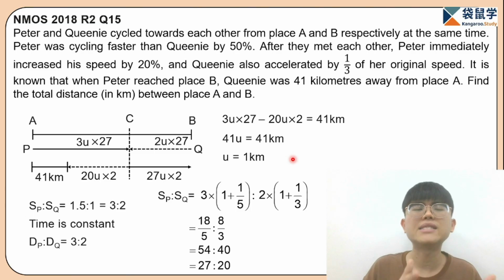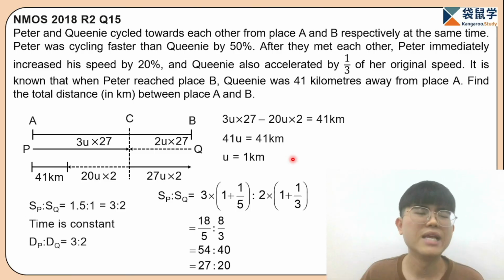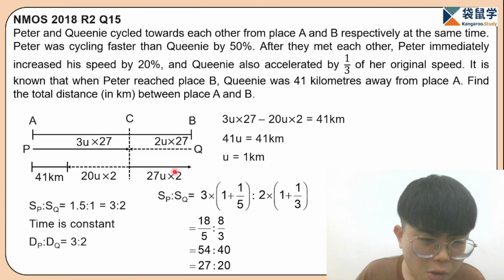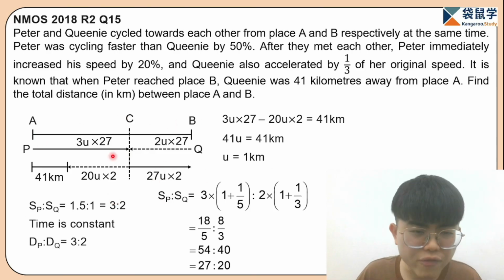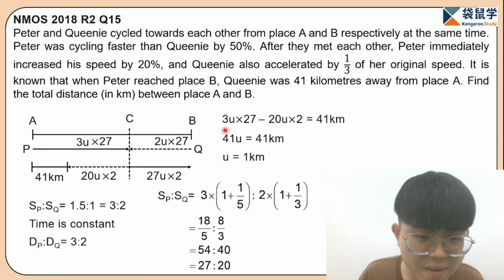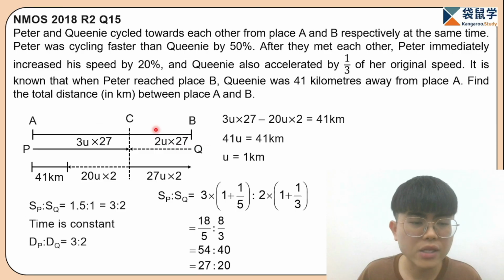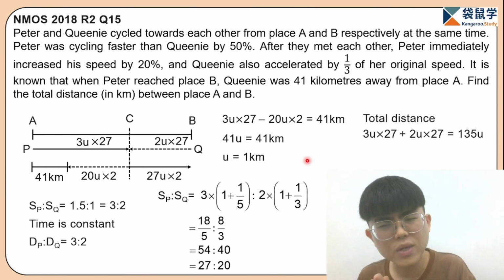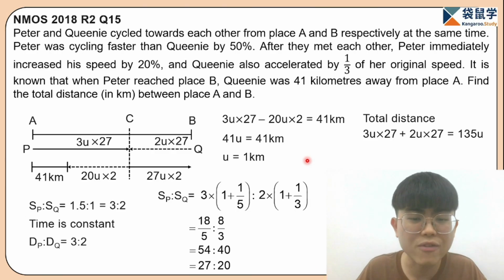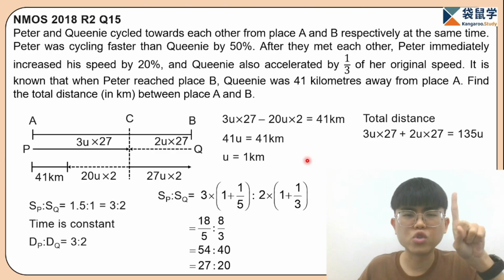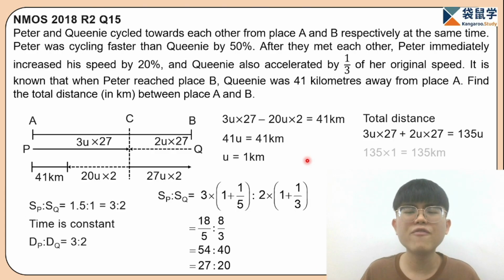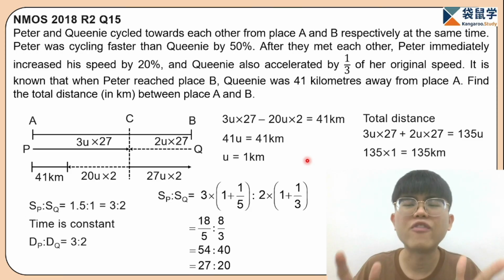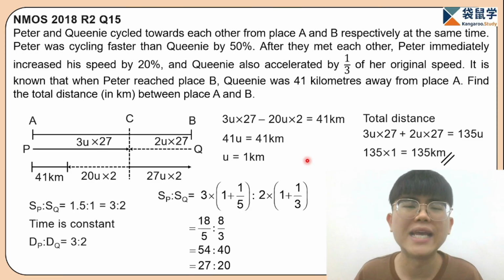And we need to find out what is the total distance from A to B. So in this case, we can calculate from here, or you can calculate from here. Doesn't matter, 2 ways is fine. Let's say we use this part to calculate. So for the total distance, you need to sum out how many units there are. So first, find out the total distance: 3u times 27 plus 2u times 27. There will be a total of 135 units. And we say that 1u equals 1 km. So 135 times 1 will be 135 km. And this will be our final answer.